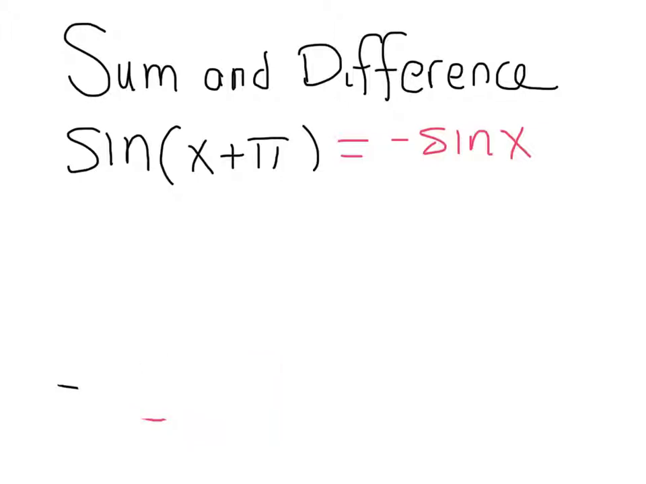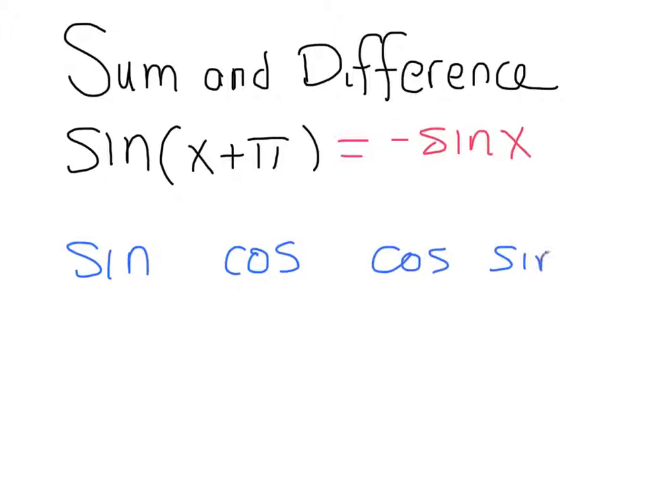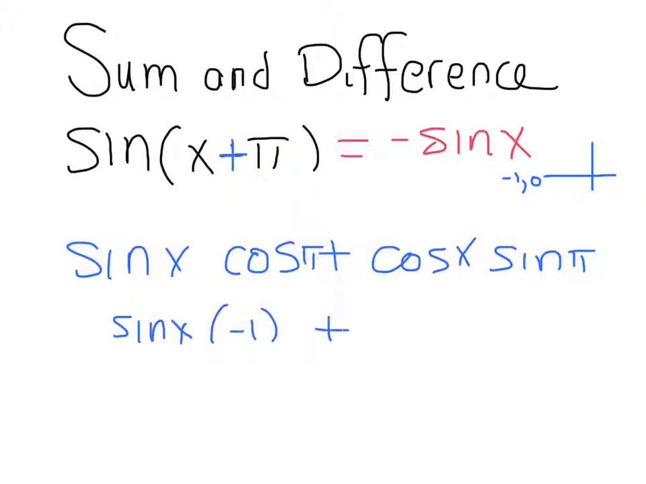And so when you see sine of x plus pi, you should be thinking in your head that sine comes out sine, cosine, cosine, sine, and sine always has the same sign, so the plus stays a plus, and this is x, and this is pi, and this is x, and this is pi. So now the cosine of pi is negative 1, and the sine of pi is 0. So this is sine of x times negative 1, plus 0, so that's equal to negative sine x.